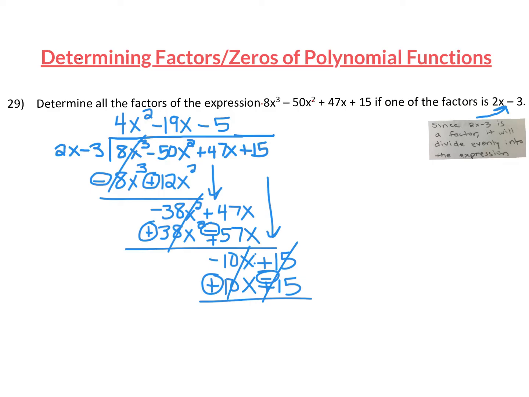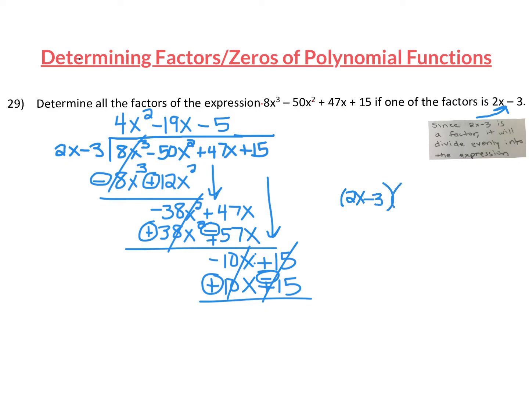Now, since this expression divided by 2x minus 3 gives us this answer on top here, doesn't that mean that this answer on top times 2x minus 3 would give us the original expression? So since this times this multiplies to give us this original expression, it means that these are our factors. And isn't that what they wanted us to do? They wanted us to determine our factors. Okay, so our first factor is 2x minus 3.